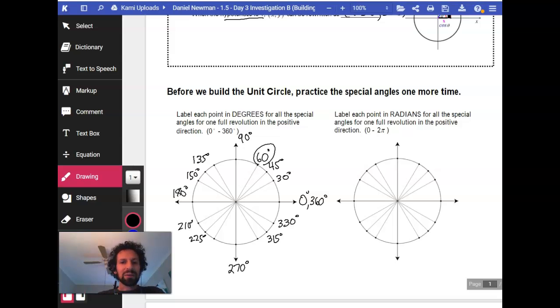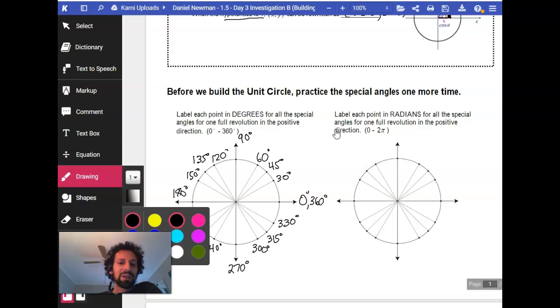Lastly, we have our 60-degree reference angle right here. And all the angles in that position will be 60 degrees away from the closest x-axis. So 120 degrees. And this point here will be 60 degrees more than 180. Well, that's going to be 240 degrees. And then 60 degrees away from 360 will be 300 degrees. So all these angles should make sense. So that is the labeling of the unit circle using degrees.